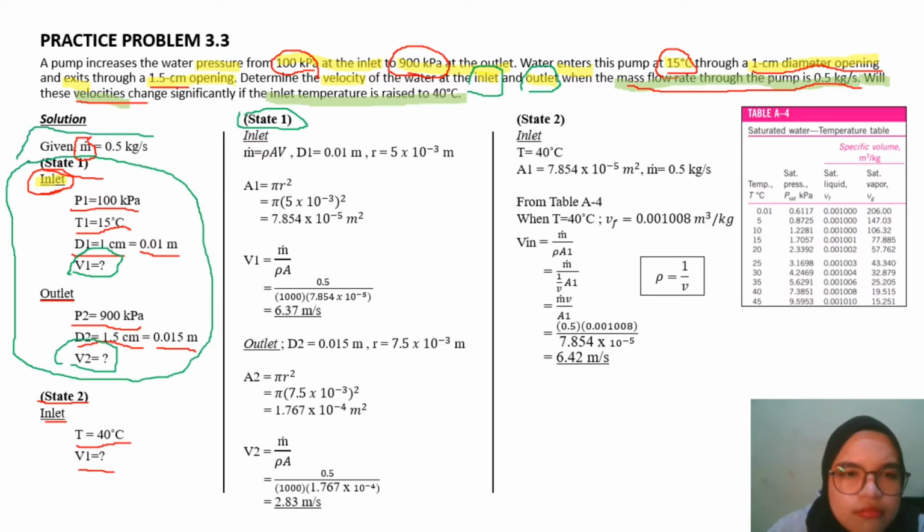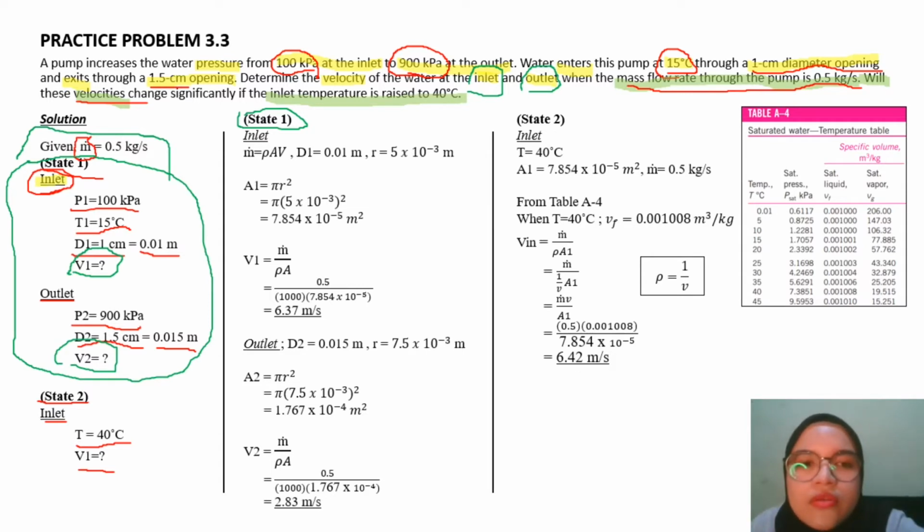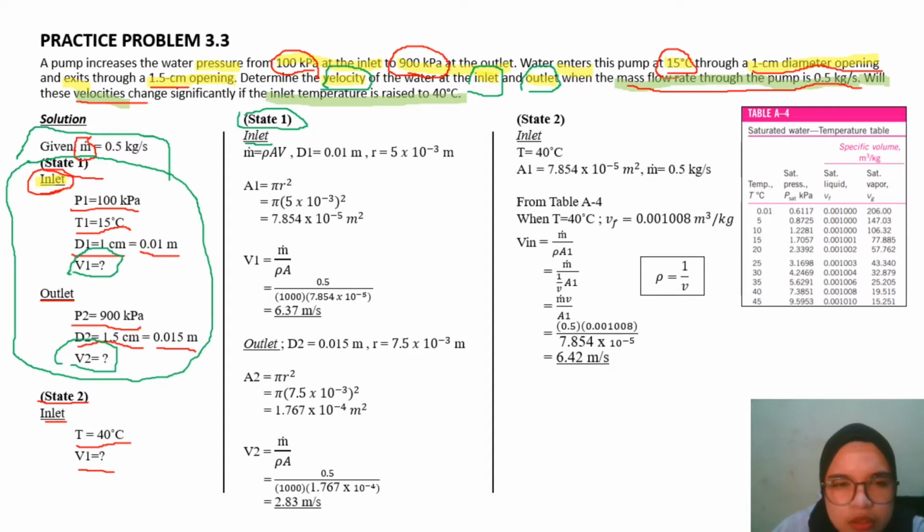This is the conclusion too. So for the inlet, the question wants us to find the velocity. So the formula I use here is mass flow rate equal to density of water multiplied by area and multiplied by velocity, I'm sorry.